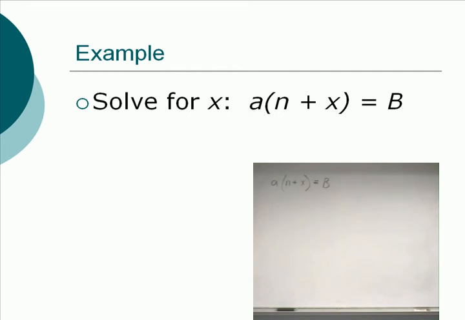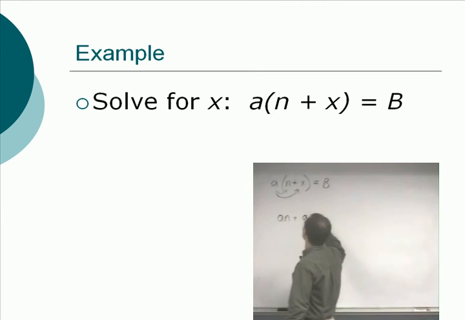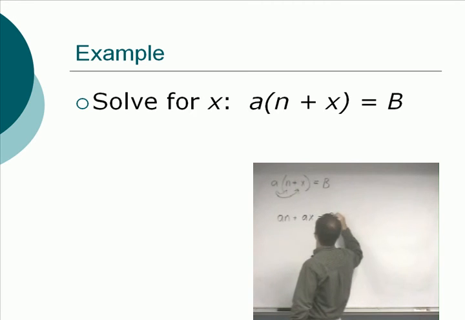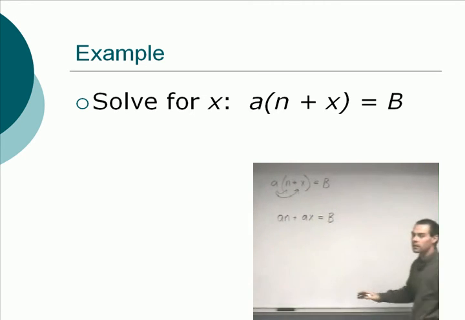Most equations work out better by distributing, so that's what we're going to do. Wouldn't have to, but we will. So distribute, and we get an plus ax equals b. Your answer will look slightly different depending on which method you choose, but they're ultimately equivalent. An plus ax equals b.